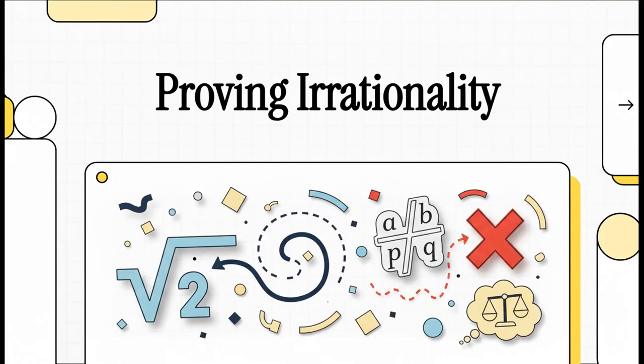You know, we all kind of feel that a number like the square root of 2 can't be a simple fraction, right? But how do you actually prove it, like with 100% certainty? Well, it turns out it takes a really clever bit of logic, and that's exactly what we're going to unpack today. We're diving deep into real numbers to see how we can prove a number is irrational.